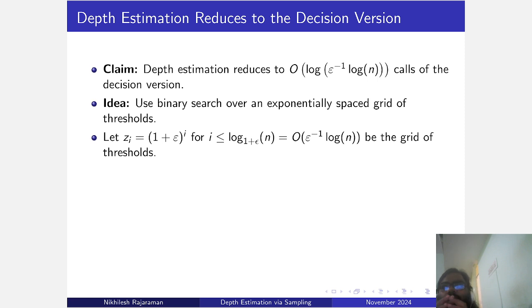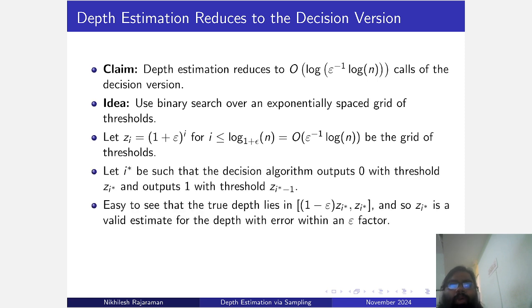What we'll do formally is we'll define a grid of thresholds, Z1, Z2, Z3, and so on. And we'll define Zi as (1 plus epsilon) to the power of i. So these are exponentially spaced. Now, how many distinct thresholds are there in this grid? Well, we're starting from a threshold equal to 1, and then we're incrementing in powers of 1 plus epsilon, and the maximum we can go up to is n. So the number of distinct thresholds is at most log of n to the base 1 plus epsilon, and this is order of log n by epsilon. So we essentially have this grid of just log n by epsilon different thresholds.